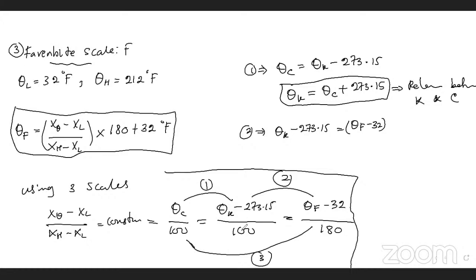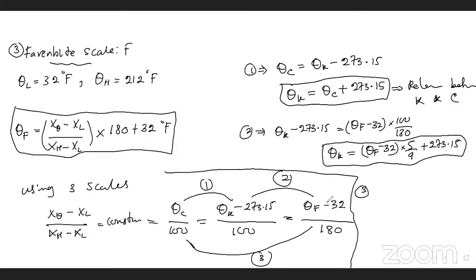So you can write it as 100 divided by 180. Then you can simplify, and you get the temperature in Kelvin equals the Fahrenheit temperature minus 32, times 5 over 9, plus 273.15. It's the relationship between Fahrenheit and Kelvin.